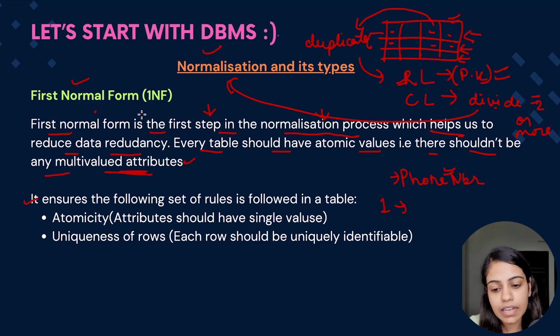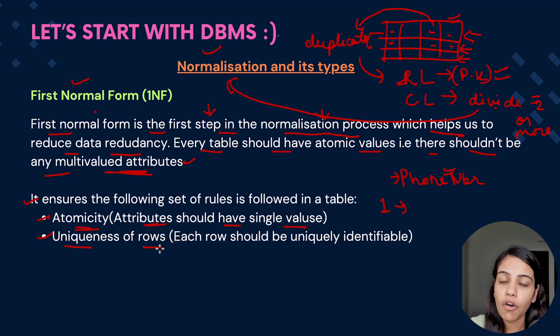So to ensure that a given table is in first normal form, these are some set of rules a given table should follow. So the first rule is atomicity, which says that attribute should always have single value. That is, there shouldn't be any multi-valued attribute present in our table. If in our table there is a multi-valued attribute, we can say that our table is not in first normal form. Now coming to the second rule, that is uniqueness of rows. So we should always make sure that each row should be uniquely identifiable. That is, there should be a primary key which should exist in a table so that there is a unique identification key in our table.